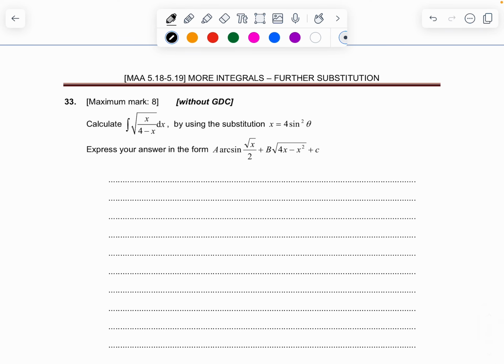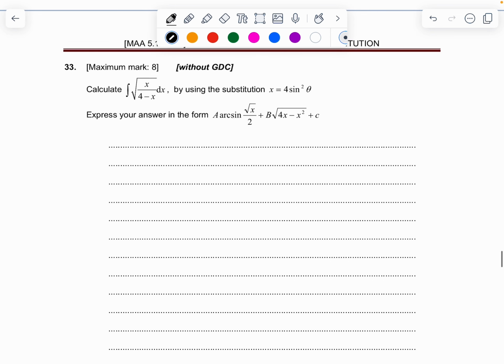So 36 questions are there. We are in question number 33, just 3 more questions, then we'll complete this video. Now x equals to 4 sine square theta. So dx equals to 8 sine theta. Sine theta derivative is cos theta d theta.